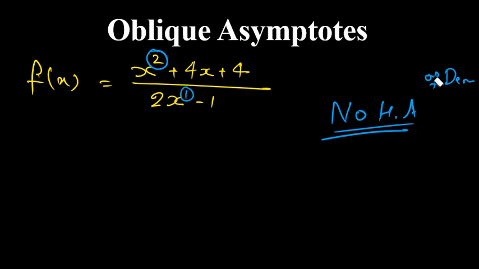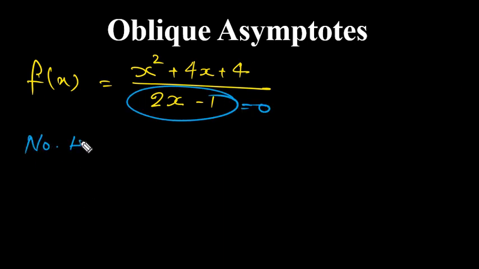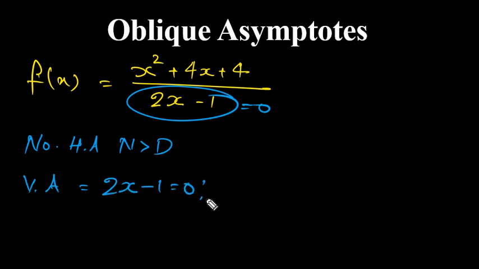Now how do we check the vertical asymptote? For the vertical asymptote, we keep the denominator equal to 0. So there is no horizontal asymptote because the degree of the numerator is more than the degree of the denominator. For the vertical asymptote, keep 2x minus 1 equals 0. You will get x equals 1 over 2.